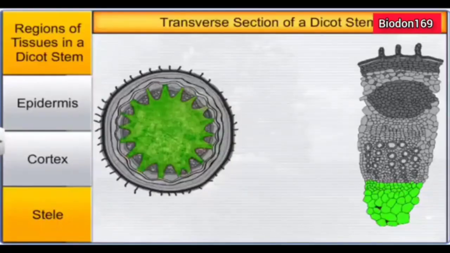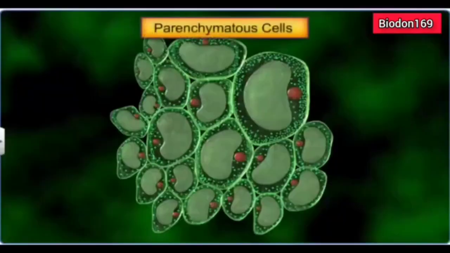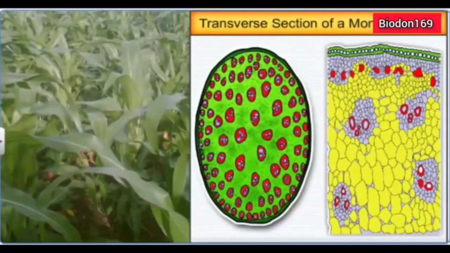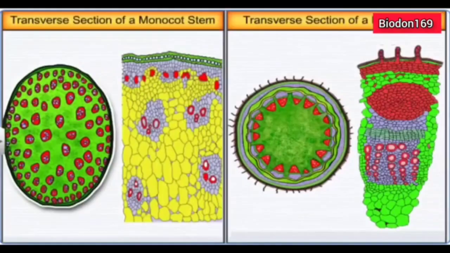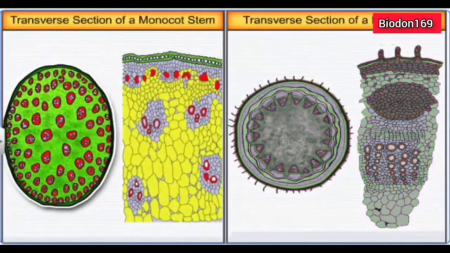It is composed of a large number of rounded parenchymatous cells with many intercellular spaces. Now that you've learnt about the dicot stem, let's study the monocot stem. The tissues of dicot and monocot stems are quite similar. However, there are some differences as well.